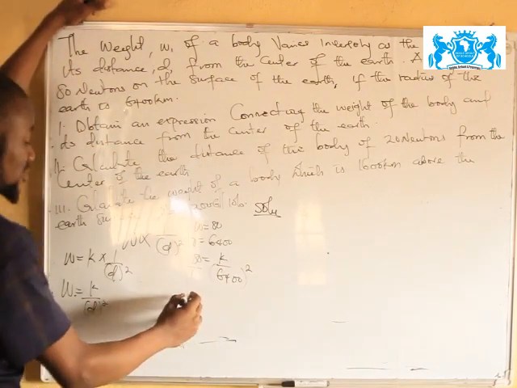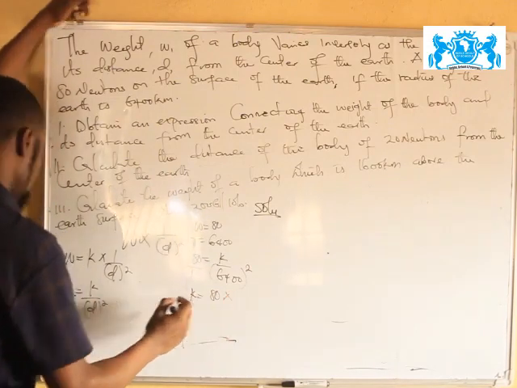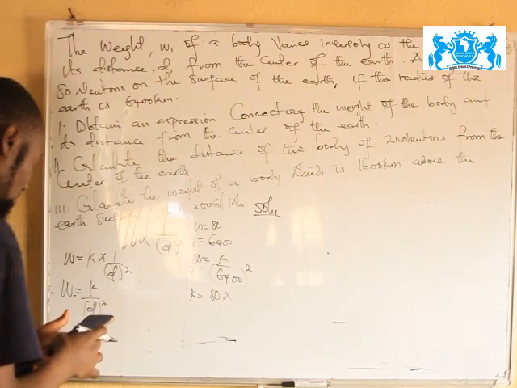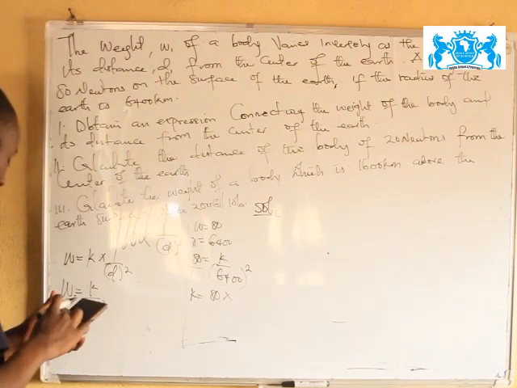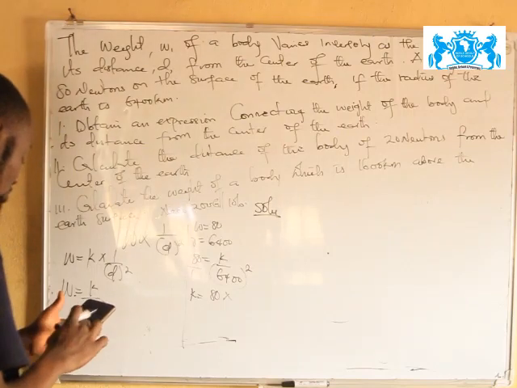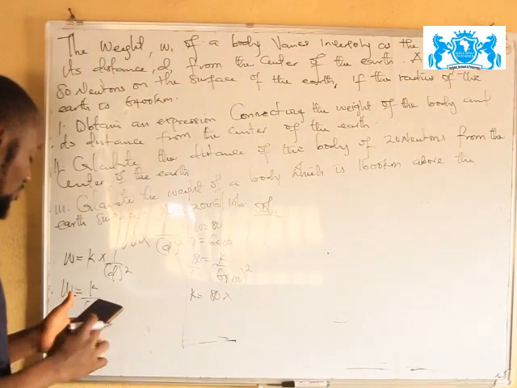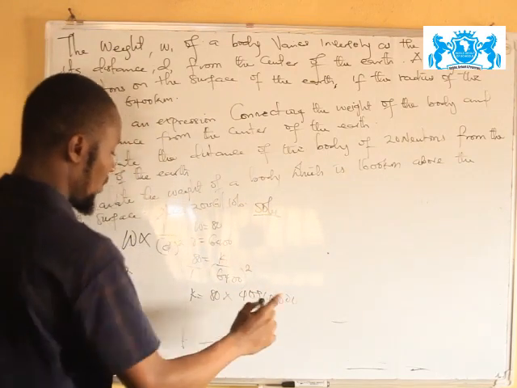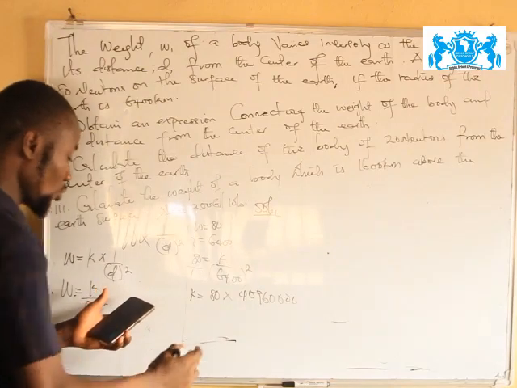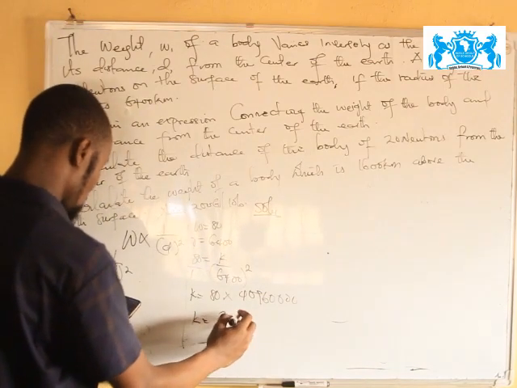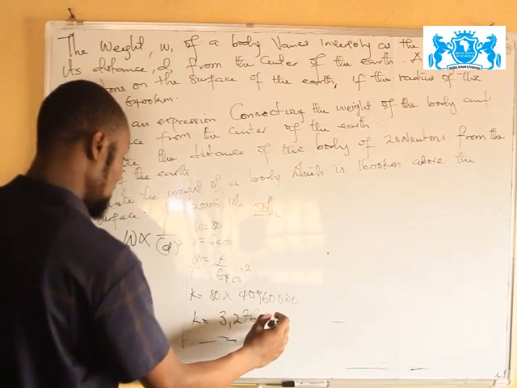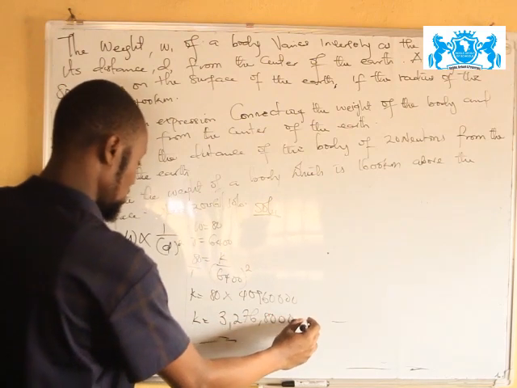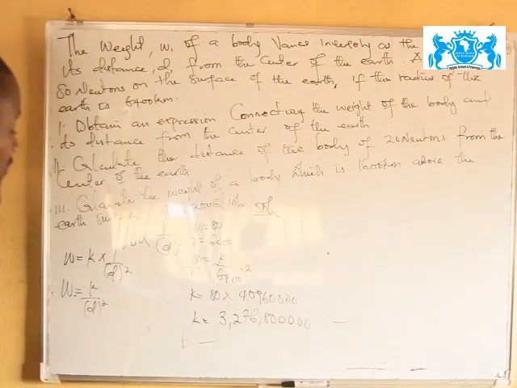You cross multiply. When you cross multiply, you have that K is equal to 80 times 6400 raised to the power 2. Let's see what it gives us. 6400 times 6400, we'll be having 40,960,000. And when you now multiply it by 80, you're having a huge number, 3,276,800,000. Now, this is the value of the K.